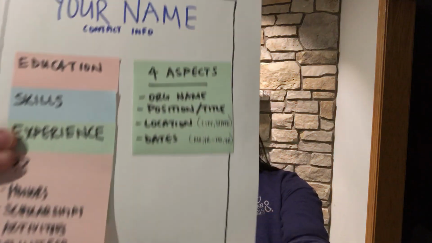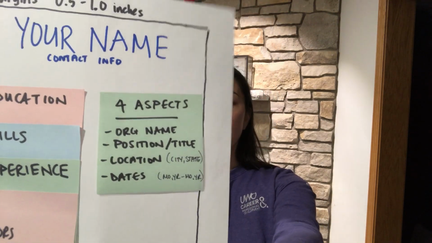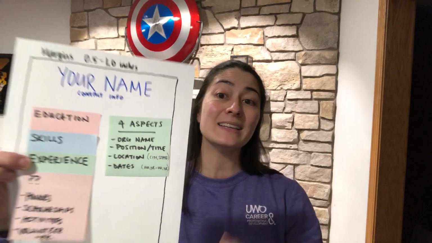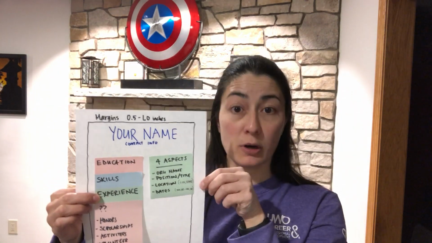Now, once you get that done, and you've decided on your 4 sections, you want to make sure that each one of those things has the basic information it needs. That's what we call the 4 aspects. The 4 aspects are the organization name, your position title, the location, and the dates. Those 4 things are typically content pieces, but because it's so important with formatting and how you choose to put them on here, we're including it today.